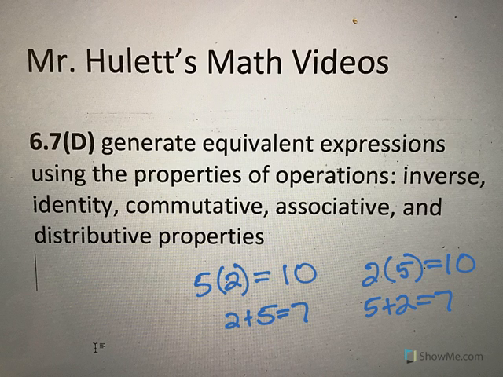So the commutative property is, if it's solely multiplication, you can multiply the numbers in any order you want and you will get the same product. And if it's just addition and there's no other operation involved, you can add the numbers in any order you would like, and you will still get the same sum.